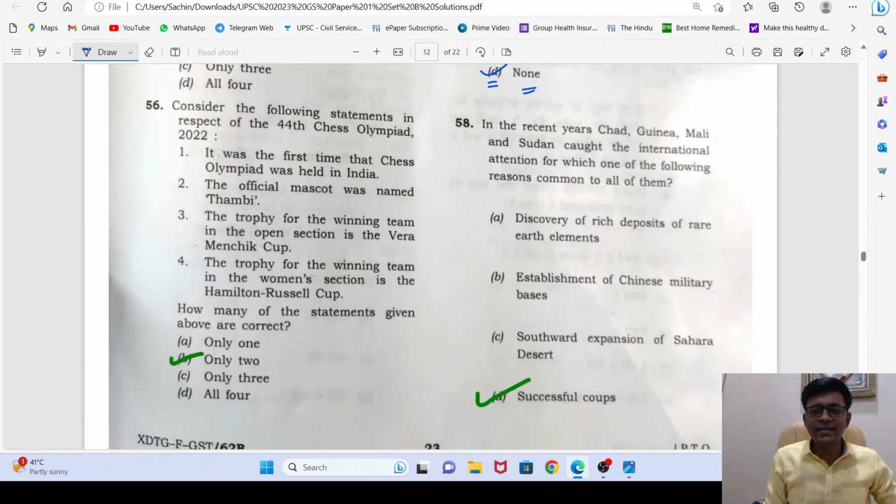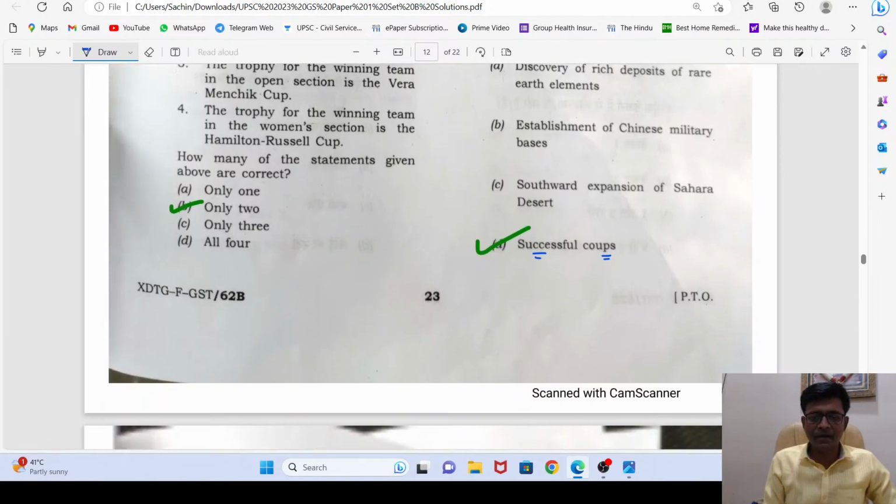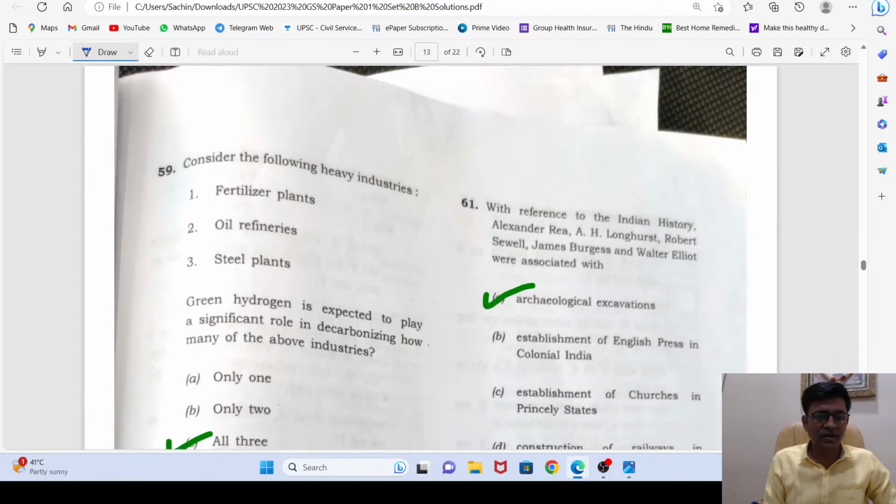Okay. In recent years, Chad, Guyana, Mali, and Sudan caught international attention for which one of the following reasons? Common to all of them, it is successful coups done by the military. Okay, answer is D. Simple from current affairs.